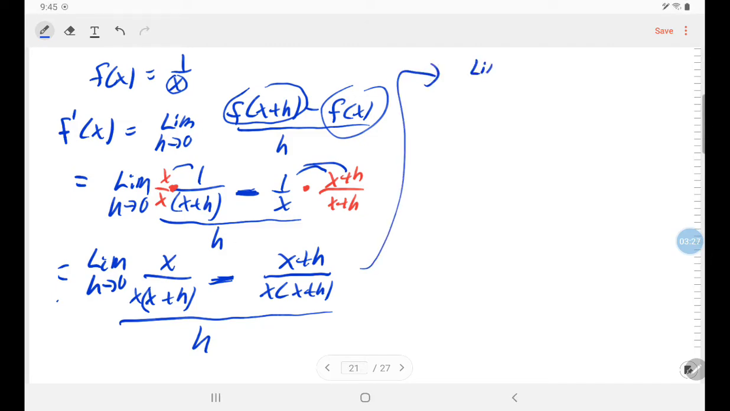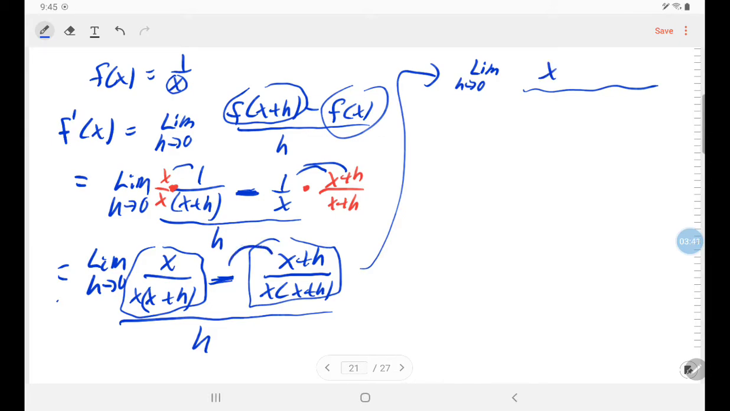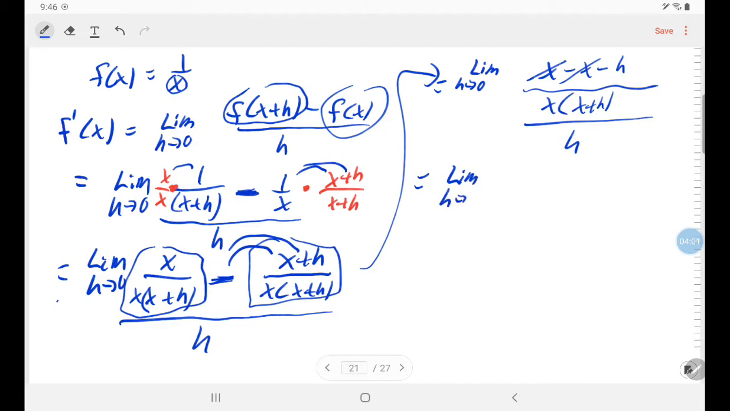From there, I get the limit as h approaches 0. Now I can take these two fractions and combine them together. So I get an x. Now I'm going to distribute that negative in: minus x minus h over x times quantity x plus h, all over h. Now the cool part of this is those two x's are going to cancel, leaving me with the limit as h approaches 0 of negative h over x times x plus h.